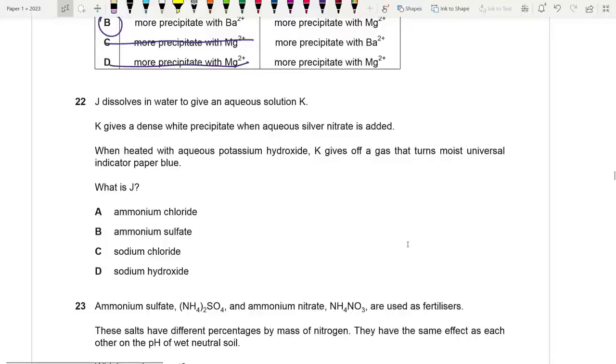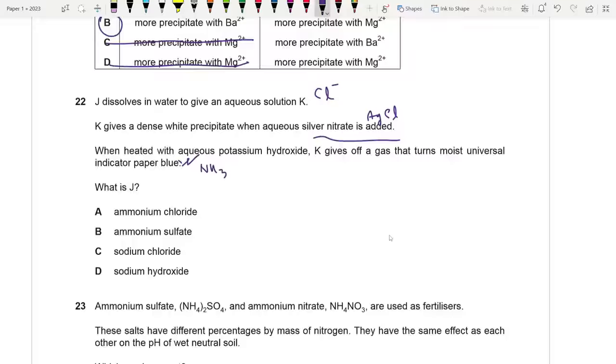J dissolves in water to give an aqueous solution K. K gives a dense white PPT when aqueous silver nitrate is added. So this is basically AgCl, this PPT. So K has a chloride ion. So J dissolves in water to form aqueous solution K. J might be NaCl. Next, when heated with aqueous potassium hydroxide, K gives off a gas that turns moist universal indicator paper blue. So yeah, that gas is alkaline in nature.